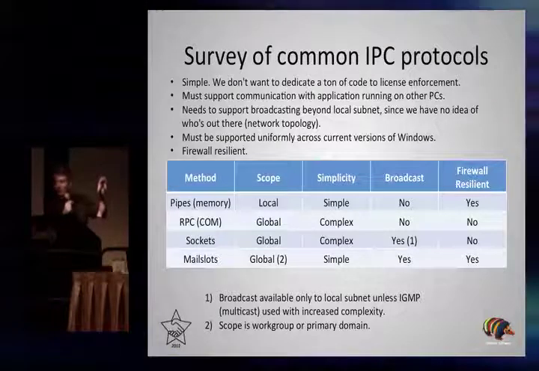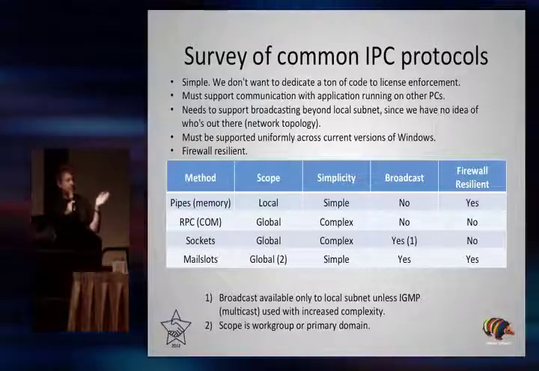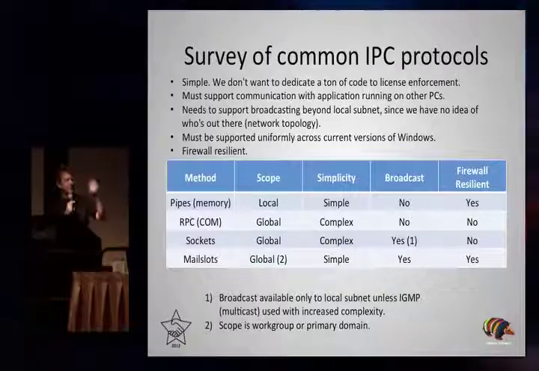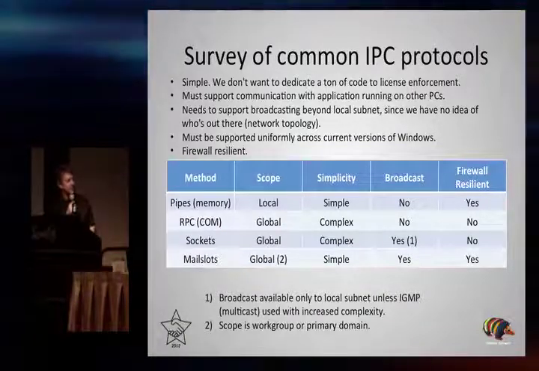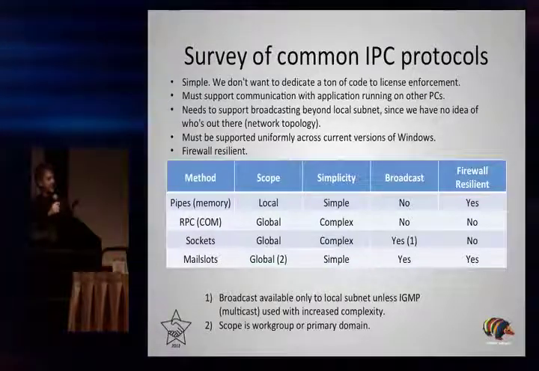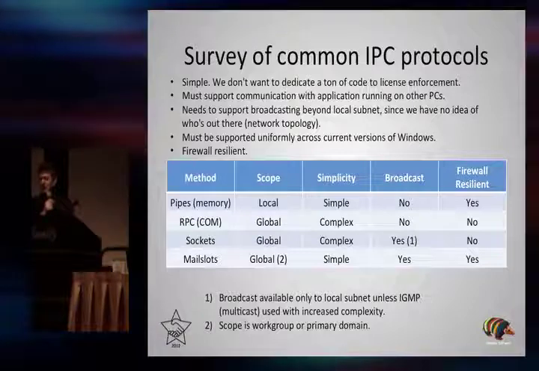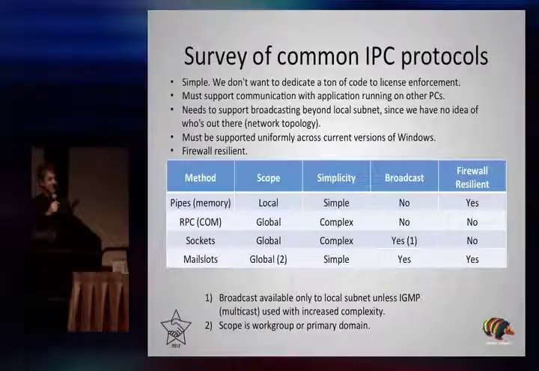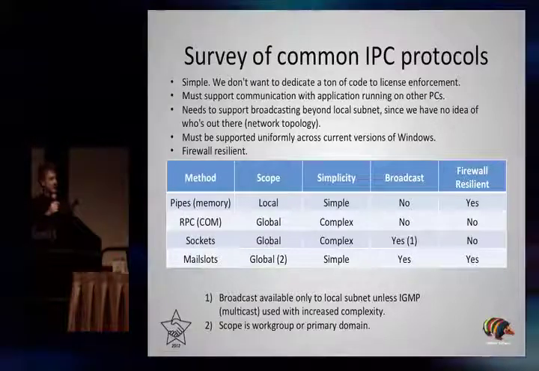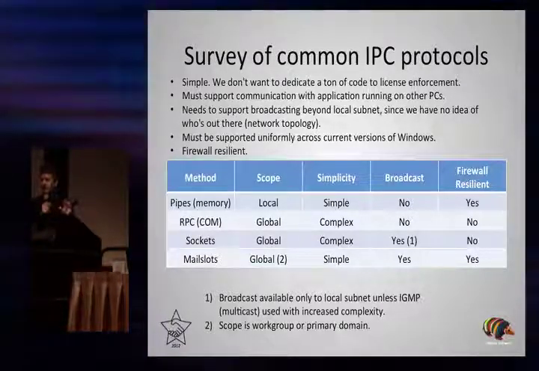So I've enumerated here a couple of common IPC methods: pipes, remote procedure calls, often called COM, sockets, and finally mail slots. If you look at the attributes of each of those, they've all got some problem meeting one of these objectives. Pipes, obviously, don't cross computer boundaries. They're for process communications within one PC. RPC doesn't support broadcast very well. It's a point-to-point type communication mechanism, and it's reasonably complex. You don't really want to delve into the intricacies of COM in order to implement a simple licensing scheme. Sockets, well, they're well known. They're IP-based. They do support broadcast to a certain extent, but it's only within the local subnet, which doesn't help you a whole lot on the business side of things.